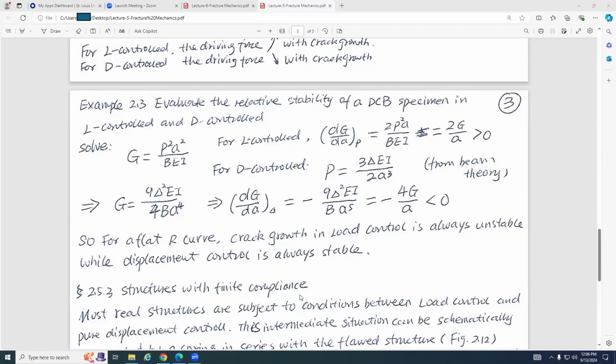Stability means that we have G equals R or GC, and the change of G is less than the change of R. If this inequality holds, then this crack, after the propagation, will stop. You still remember, right?